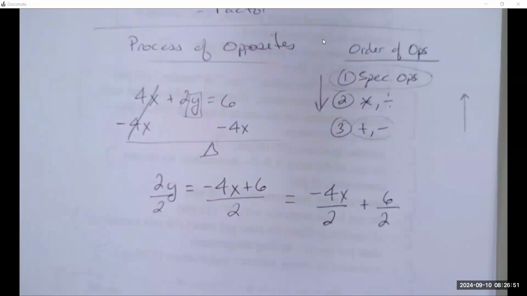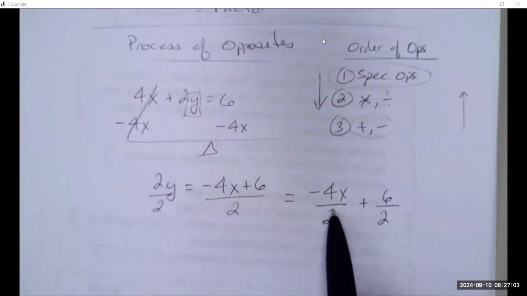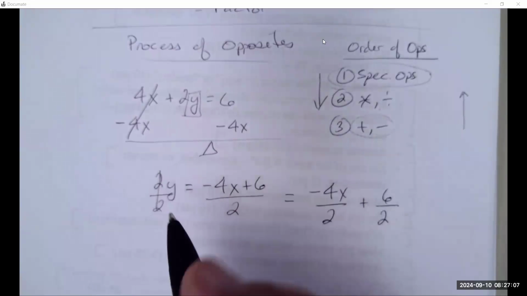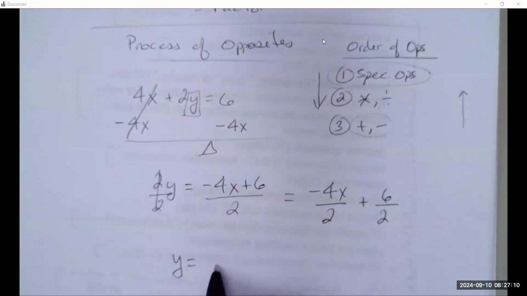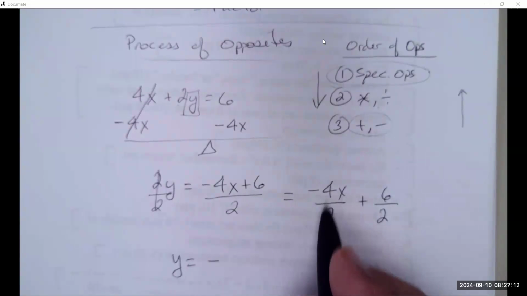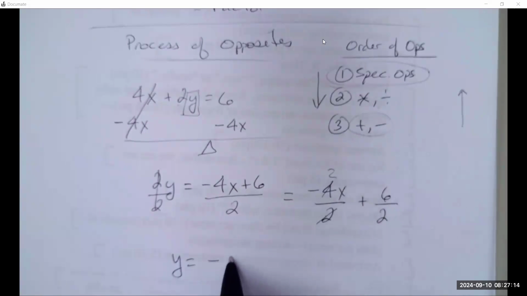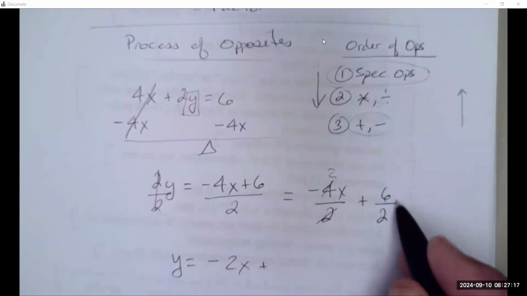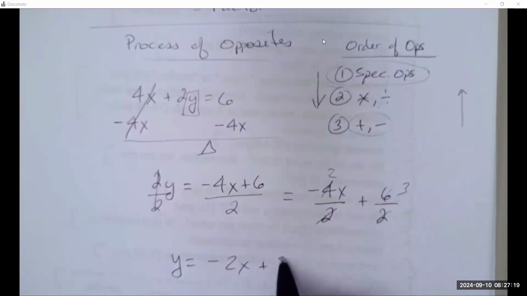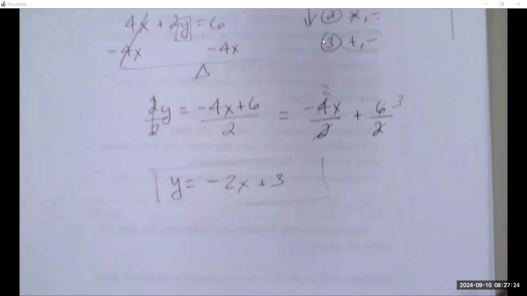When we deal with equations and graphing and solutions, we want to know each particular term separately. So whenever you divide by a coefficient, divide it in each term separately. The answer is going to be negative 4 divided by 2 is 2, 6 divided by 2 is 3. That's easy.